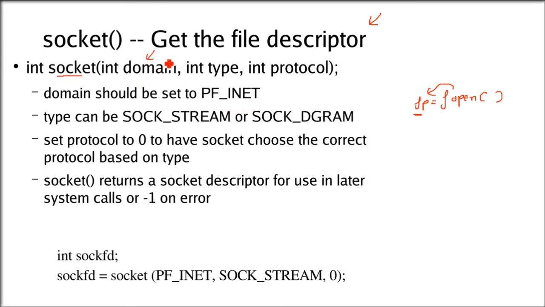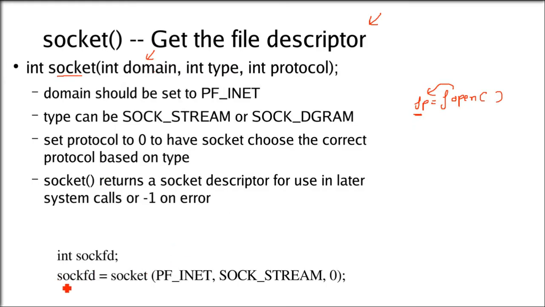Inside this you have int domain. This domain, as I said, can be different types of sockets. If you want TCP/IP internet based, here you give the domain, for example PF_INET. Type can be UDP or TCP: SOCK_STREAM for TCP, SOCK_DGRAM for UDP. And protocol, you can put 0, and it will choose the best type.